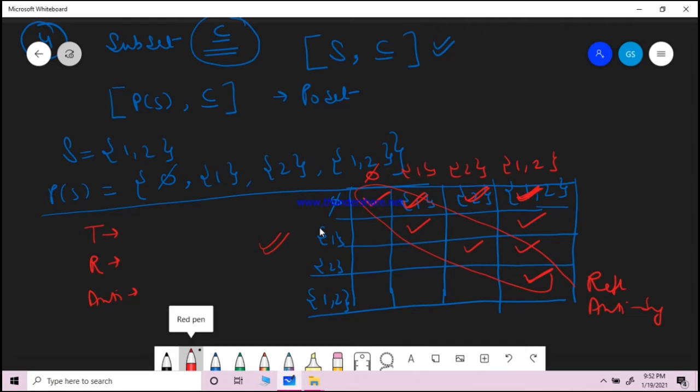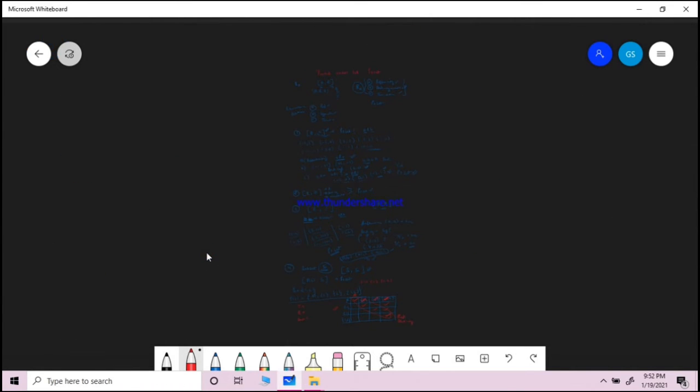Now let's move on to another topic, and that is the total order set. Whenever you want to see if a given set is a poset or not, you simply have to check the three properties, and then you can say if this is a poset or not.